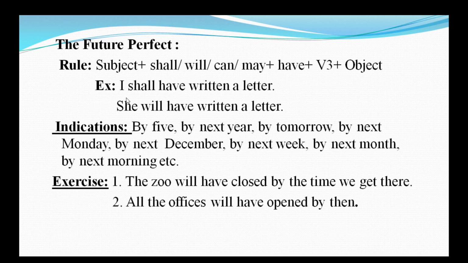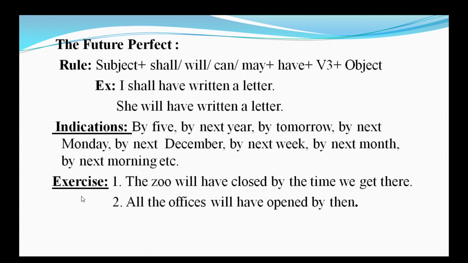Here the examples are: I shall have written a letter. Here I is the subject, shall have is the future perfect tense of the verb. Written is v3, a is an article, letter is the object. She is the subject, will have is the future perfect tense of the verb. Written v3, a is an article, letter is the object. The key indications are by 5, by next year, by tomorrow, by next Monday, by next December, by next week, by next month, by next morning, etc.